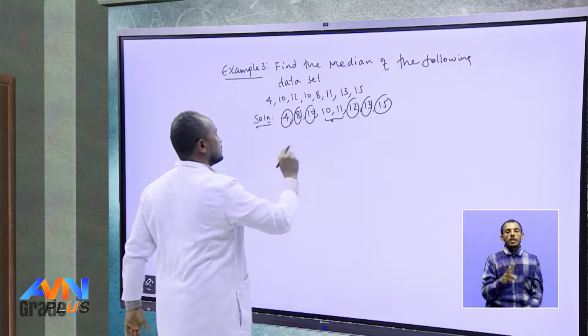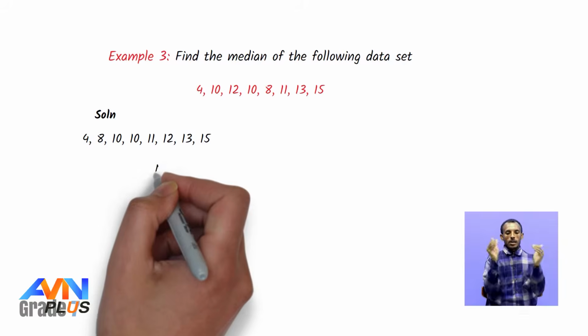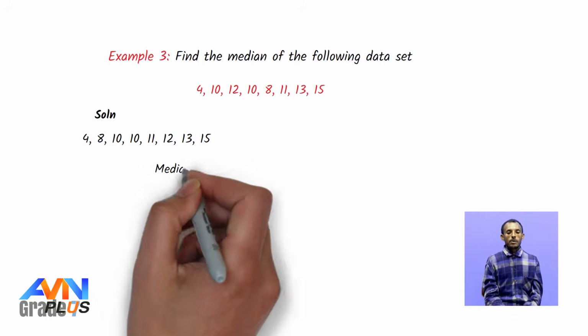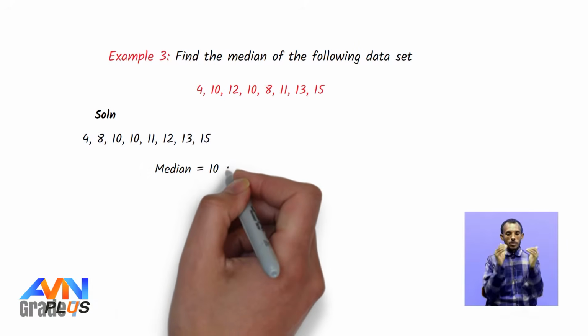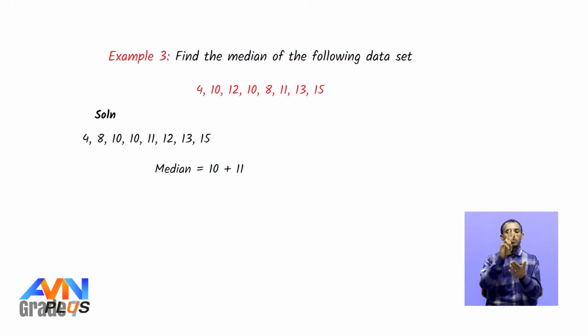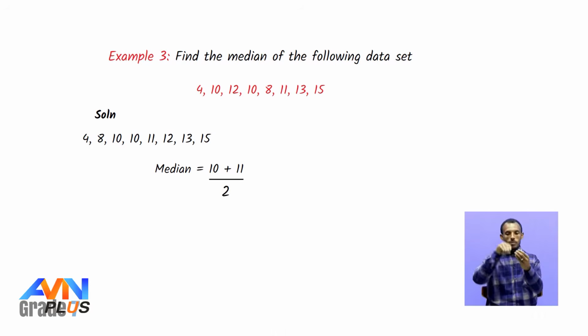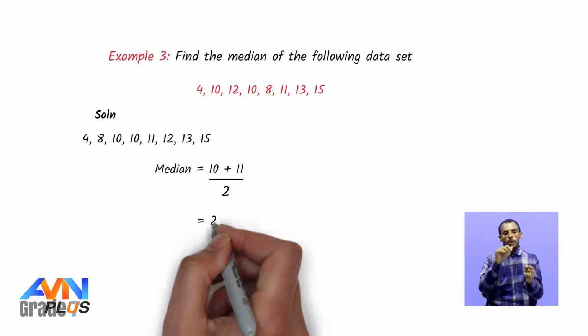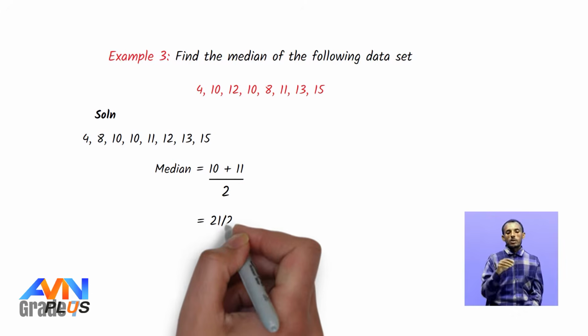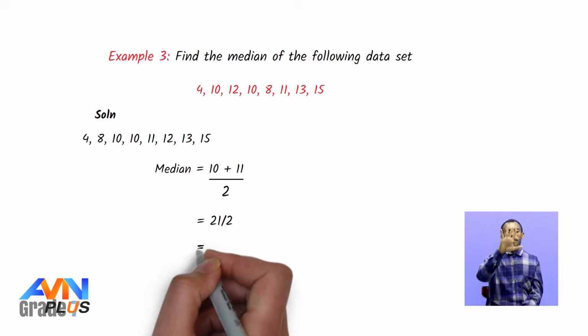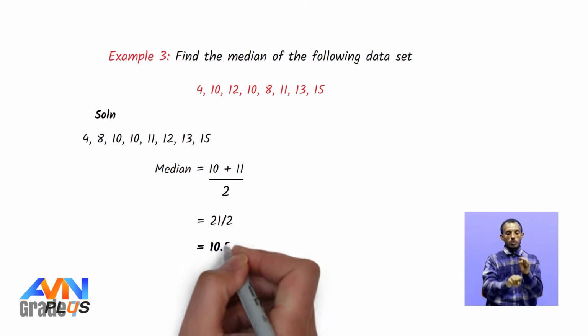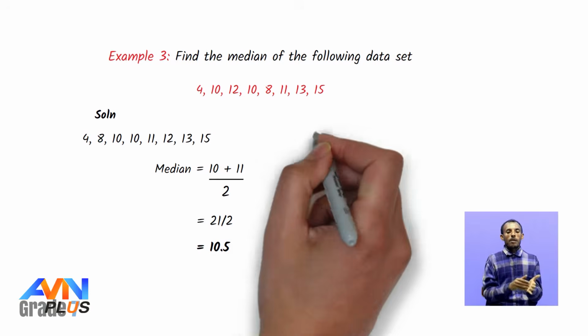Therefore, the median will be equal to the average of the 2 middle values. It is 10 plus 11 divided by 2. 10 plus 11 is 21 over 2. You will have 10.5.